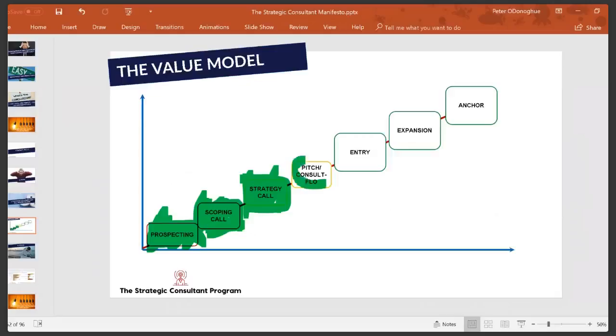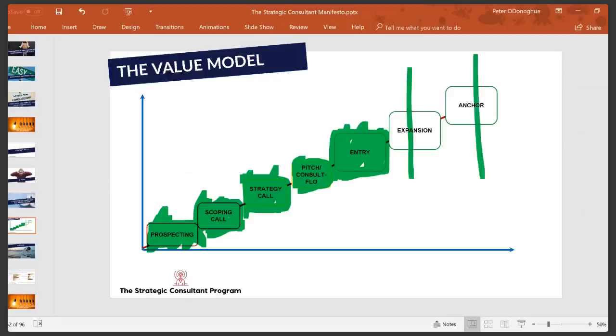And this is following a model where you have a strategy call followed by the pitch and consult flow. There's a couple of different options. Now, in time, if you productize your front-end offer, you can bring in associates or partners to do that for you because it's repetitive. It's running the same process every single time. So you could choose to only work on the expansion and only work on the anchor.